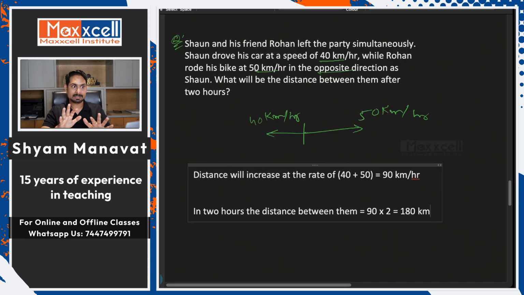I hope you are clear that distance will increase not only in case of opposite direction. It depends on the case. They are starting from the same point and then moving in the opposite direction, so distance will increase, obviously, right?